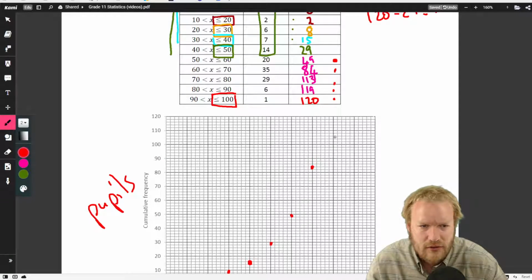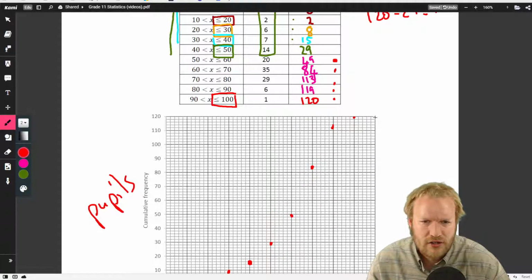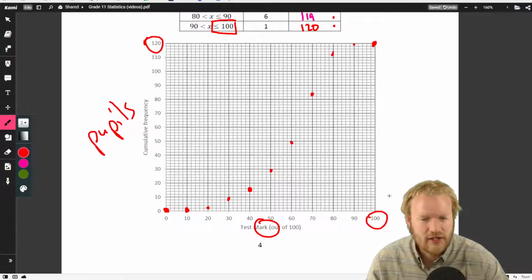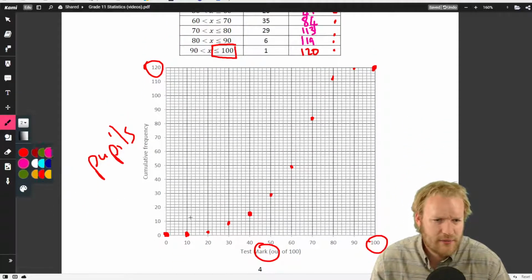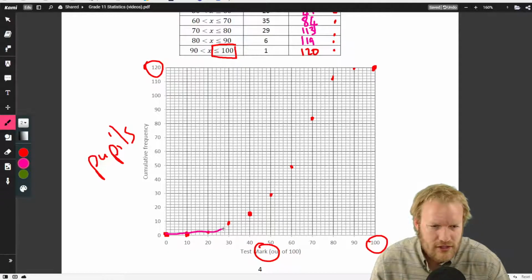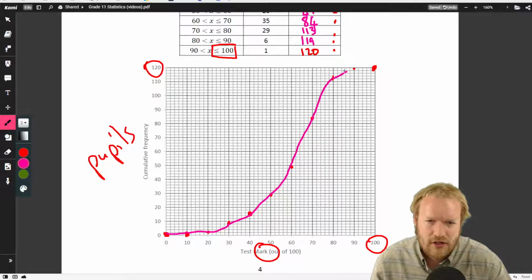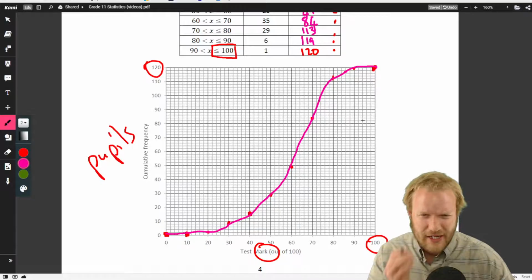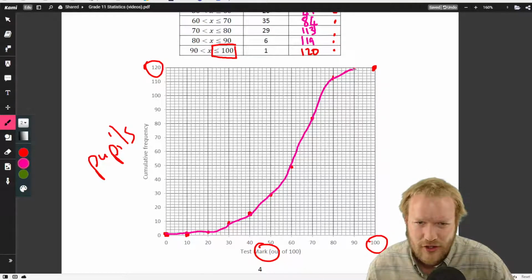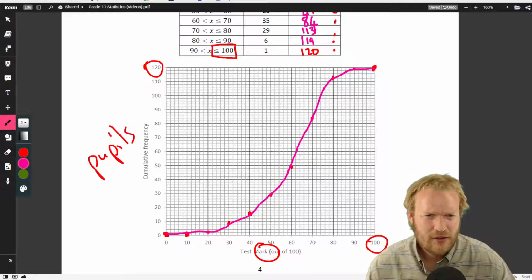113 for the next one. 113 is about there. 119. And finally, 100%. Well, everyone got less than or equal to 100%. So there we go. That's the 120 pupils, and everyone got less than or equal to 100%. And final bit of the puzzle, we're going to join all these dots in a nice curvy line. My curvy line is not great. And there we go. There's our curvy line. Now clearly at the top here, it shouldn't go above there.